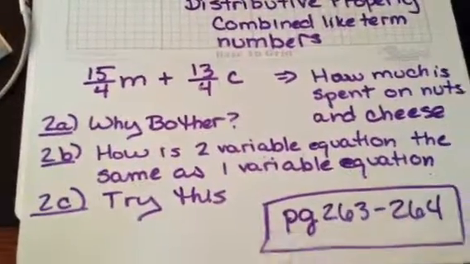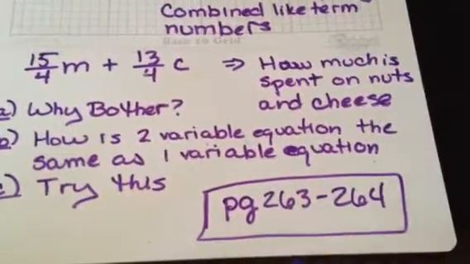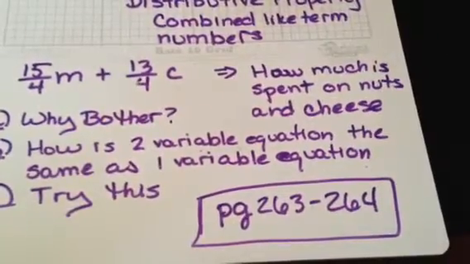Combining those like terms. The homework for this section is page 263, 264. As always, you are welcome to continue working ahead.